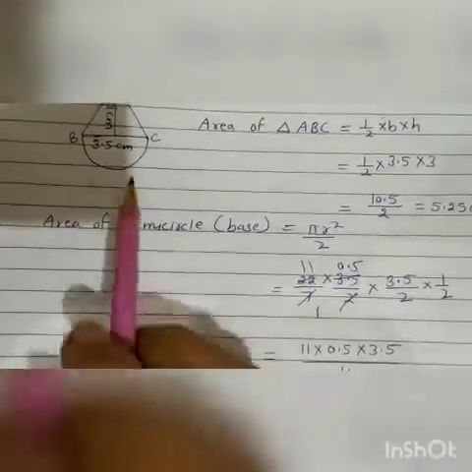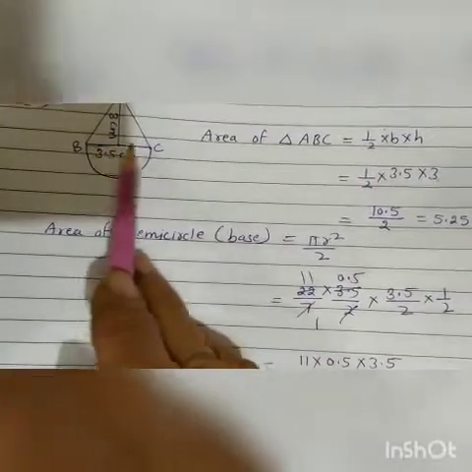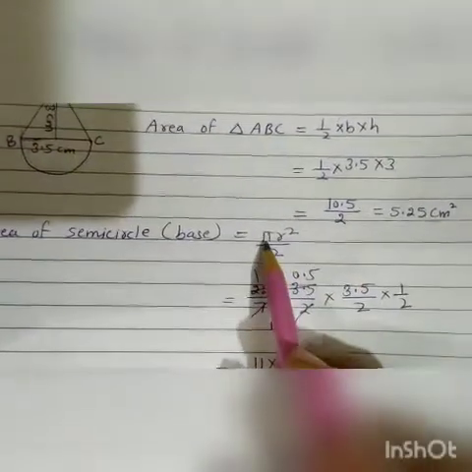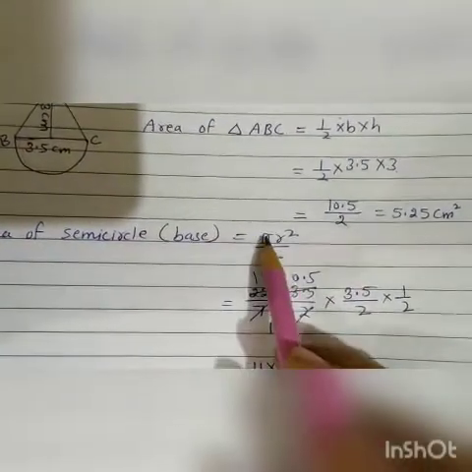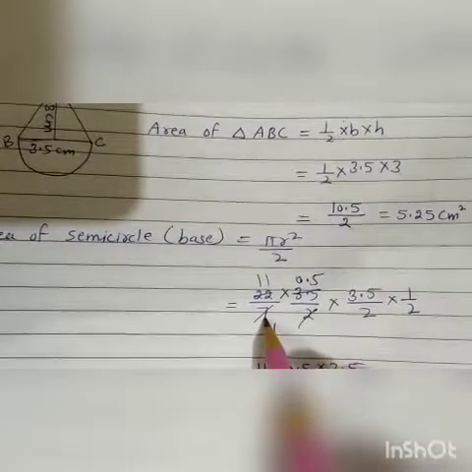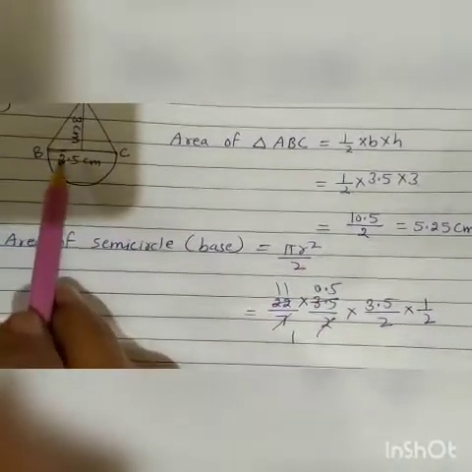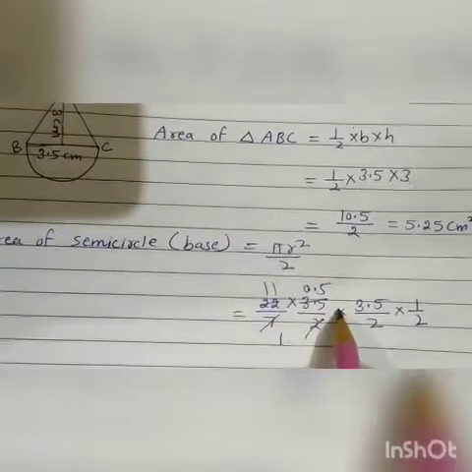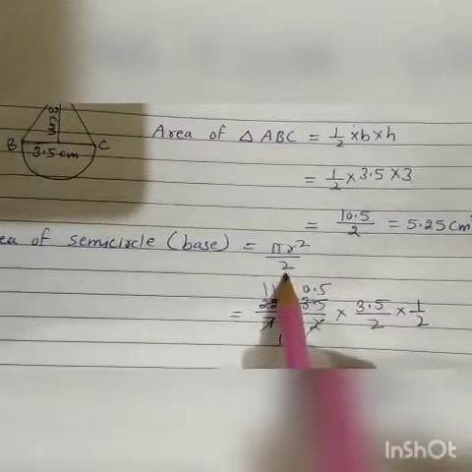Now area of this lower portion, that is semicircle, again pi r square upon 2. Value of pi is 22/7. R is 3.5. 3.5 into 3.5 upon this 2.